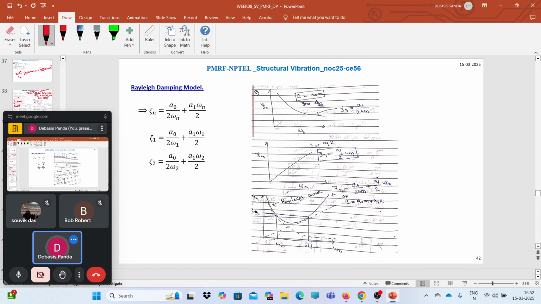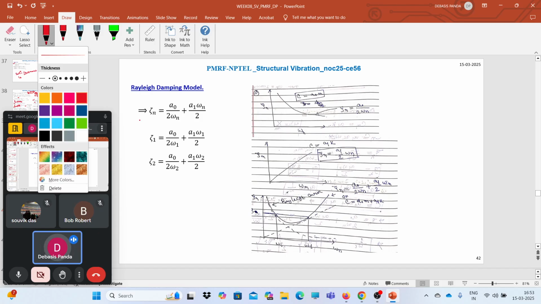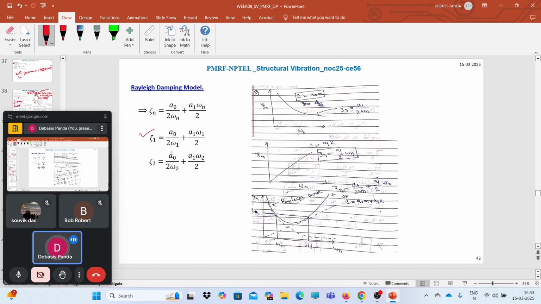Now the point is, as we have seen, if we have two natural frequencies corresponding to two modes, how can we find out the zeta 1? Zeta 1 will be nothing but A0 by twice omega 1 plus A1 omega 1 by 2, and zeta 2 will be A0 by 2 omega 2 plus A1 omega 2 by 2. That means just change the indexing.